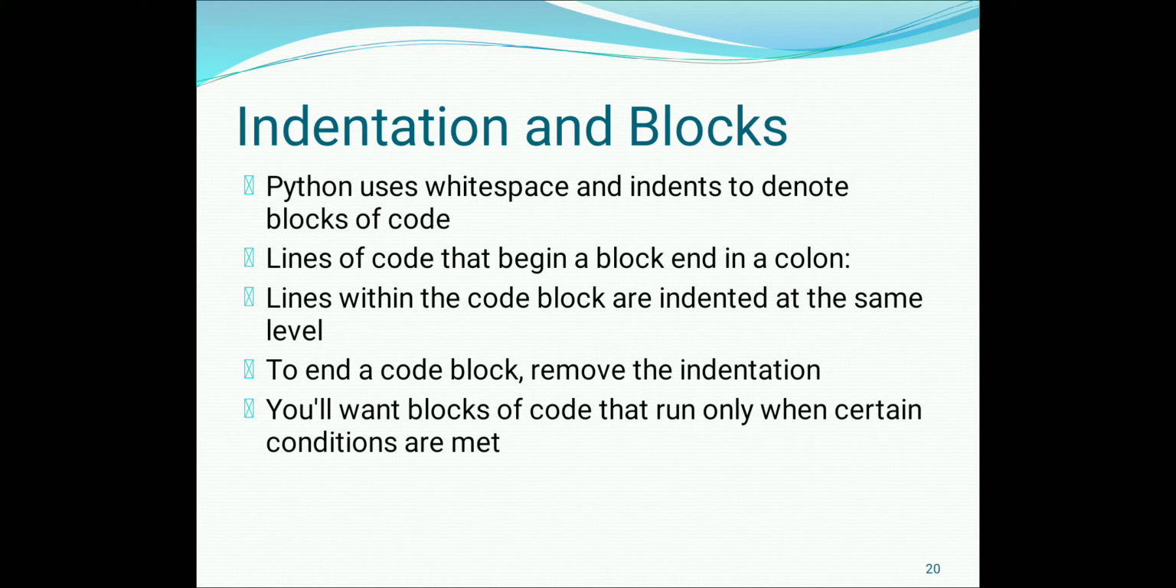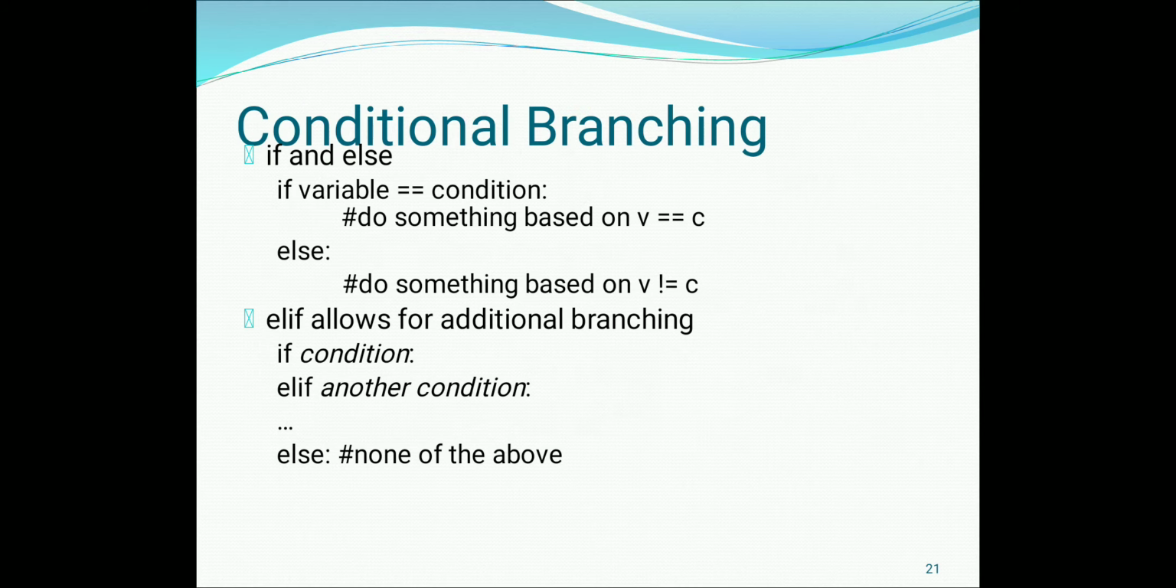Now, indentation and blocks. Python uses white space and indents to denote blocks of code. Lines of code that begin a block end in a colon. Lines within the code block are indented at the same level. Conditional branching: if else conditional statements. If a variable satisfies the condition, then do something based on that condition; else, do something based on that condition not being satisfied.